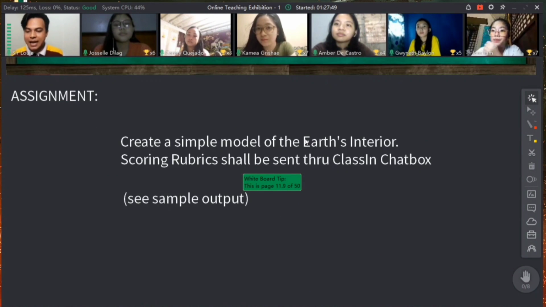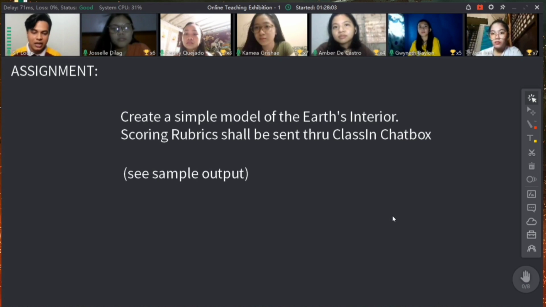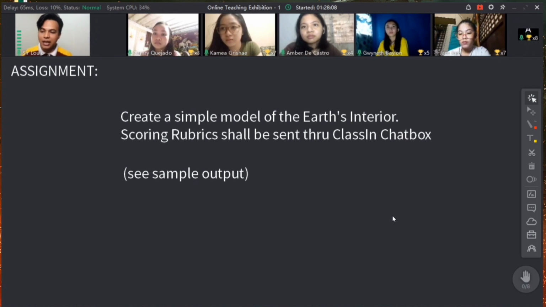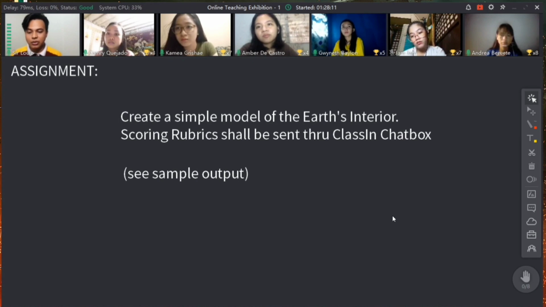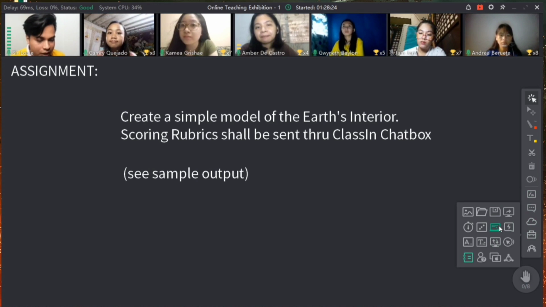Now for your assignment, create a simple model of the Earth's interior. Using a simple model, I want you to show the innermost layers of the Earth. You can use a styrofoam, a simple paper mache, so you can have it painted and labeled properly. The scoring rubrics that we will be using in grading this model shall be sent through the Classin chat box in our Classin application. So I will be showing you a sample output that I want you to produce.